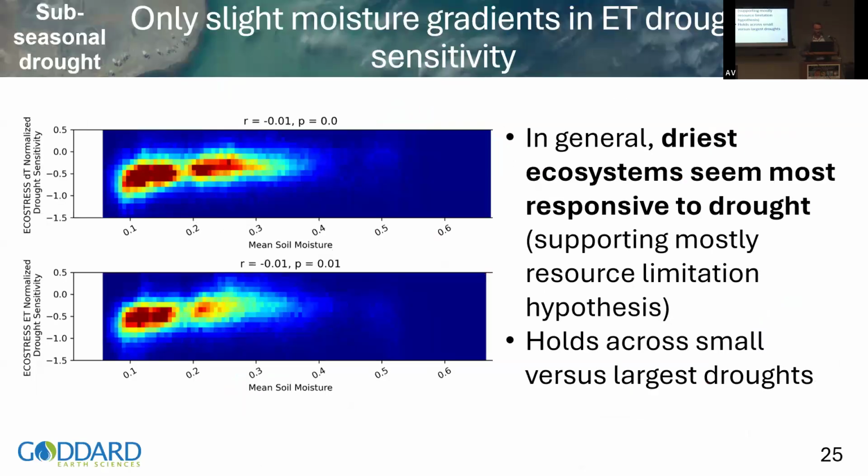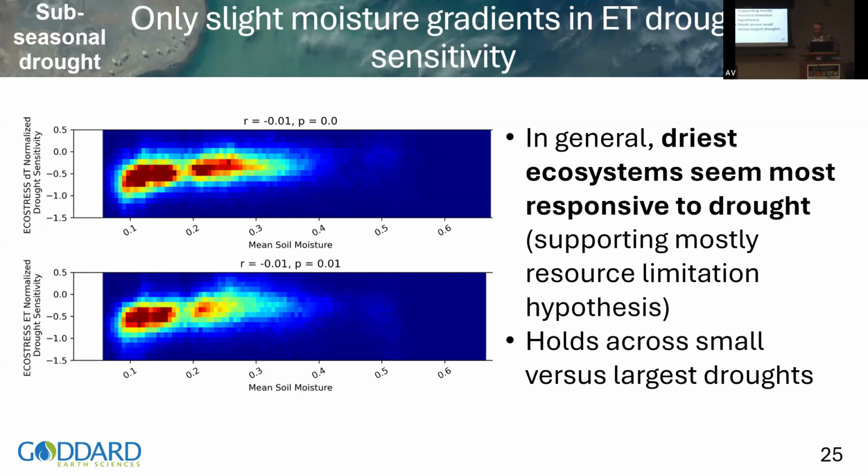And you plot that, and it turns out, okay, it seems like the driest ecosystems respond the most to drought. So we get some trend, but it's actually a lot of variability. So sometimes you don't even get statistically significant gradients. That the driest ecosystems tend to show on average more ET loss under drought. So it supports the resource limitation hypothesis I put up there. It supports that a bit more.